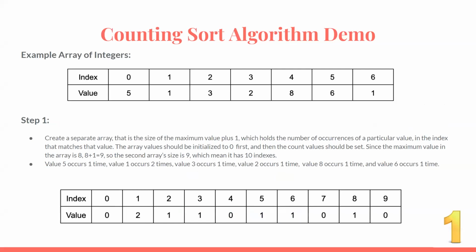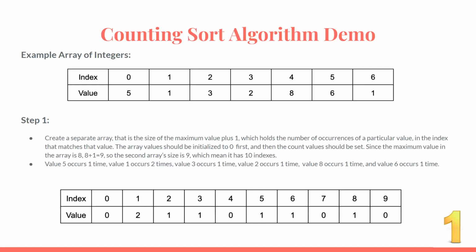So, here's just a counting sort algorithm demo. We're going to have an example array of integers: 5, 1, 3, 2, 8, 6, 1. For step one, you're going to create a separate array that's the size of the maximum value plus 1, which holds the number of occurrences of a particular value in the index that matches that value. The array values should be initialized to 0 first, and then the count values should be set.